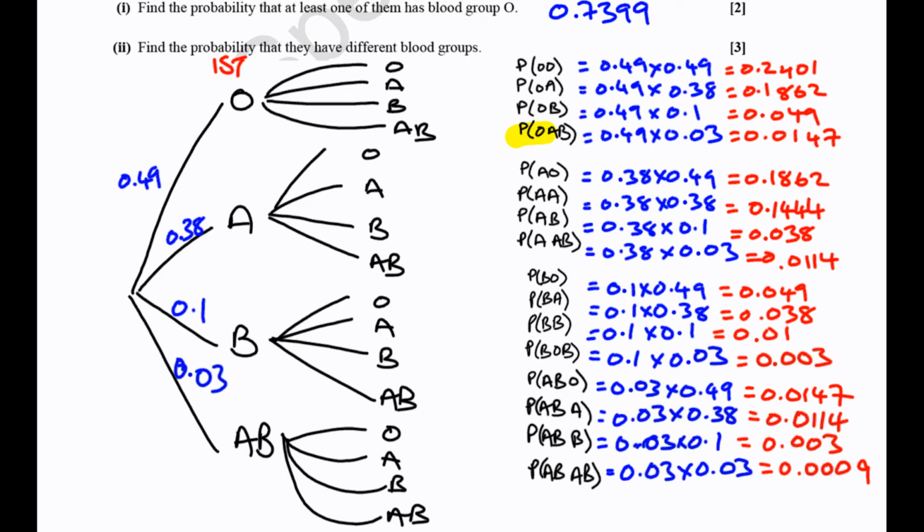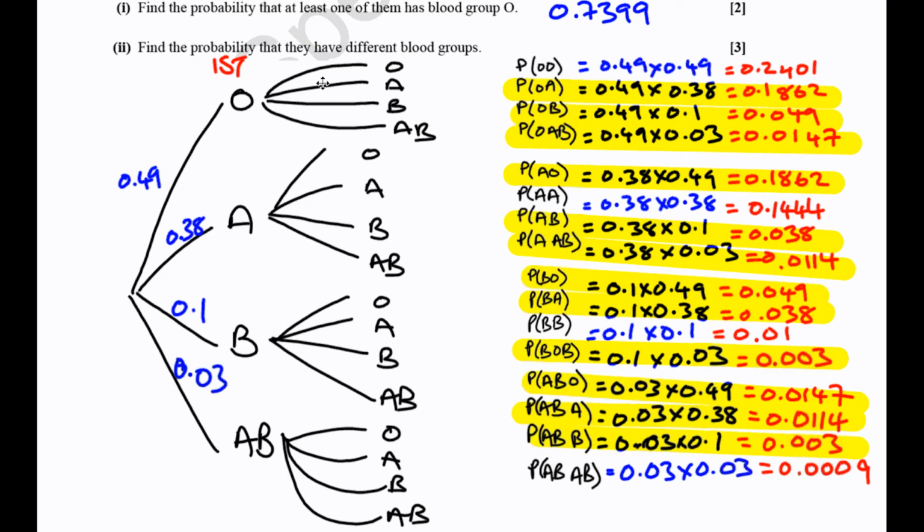Okay, so next we were asked to find the probability that they have different blood groups. Okay, so from here I can see that these are the ones that I'm looking for, or even better, the ones that I've not highlighted are the ones that I don't want. So how about I subtract away the ones that I've not highlighted. So we get 1 minus 0.3954, which leaves us with 0.6046. That's the answer that we're looking for.